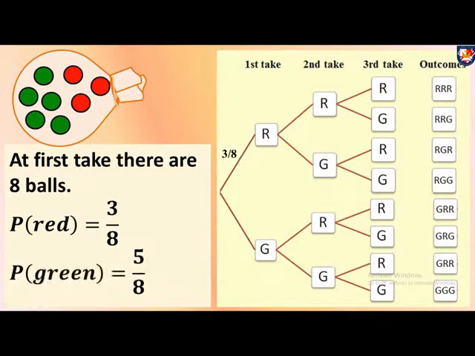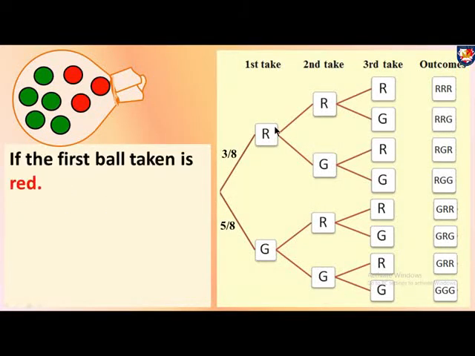And then the probability of green balls is 5 per 8 because there are 5 green balls out of 8 balls in the bag. So you write 5 per 8 here. How about the probability here at the second take? The probability here means the probability after getting red at the first take.